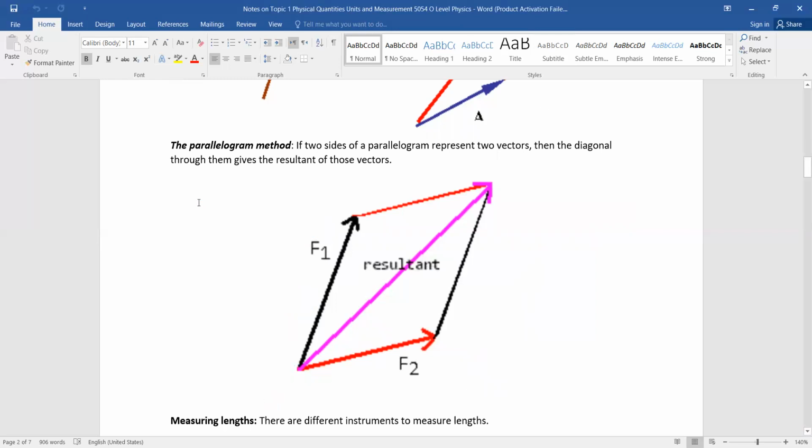Can you read this? If two sides of a parallelogram represent two vectors, then the diagonal through them gives the resultant of those vectors. So here, F1 and F2, these two are given vectors, right? And we are completing the diagram. That is the parallelogram. This parallelogram was not there. We have to make it to get the resultant.